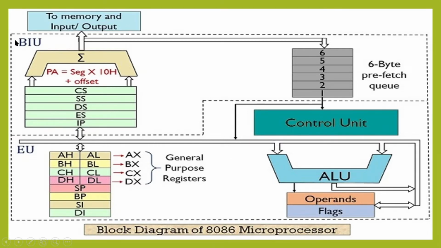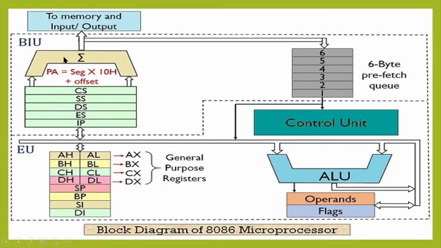The bus interface unit. The function of the bus interface unit is to identify the memory location of an instruction and copy the instruction, placing it onto the instruction queue. That's the function of the BIU. It identifies an instruction in memory, copies it and places it into the queue. This process is called fetching an instruction from memory and placing it in the instruction queue. Let us now discuss the BIU in detail.